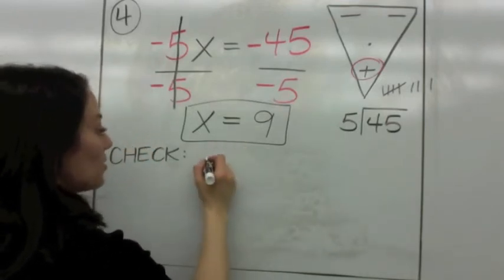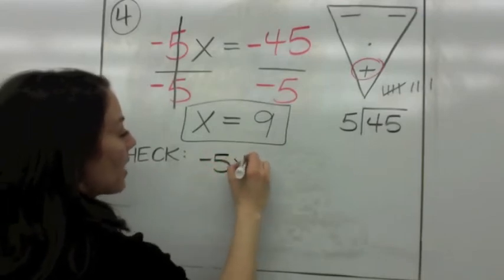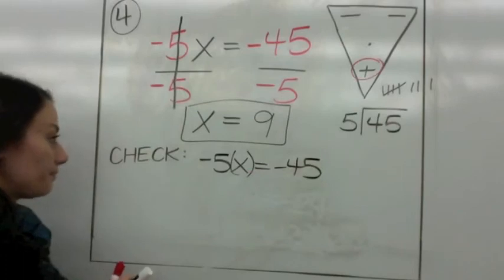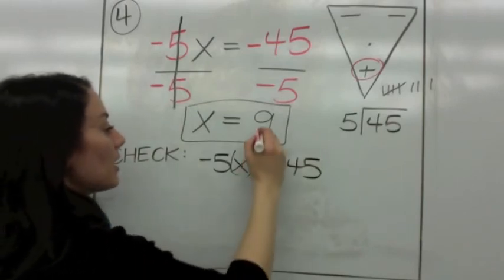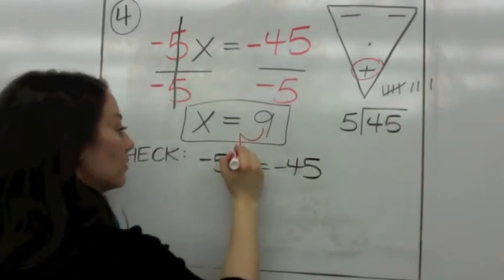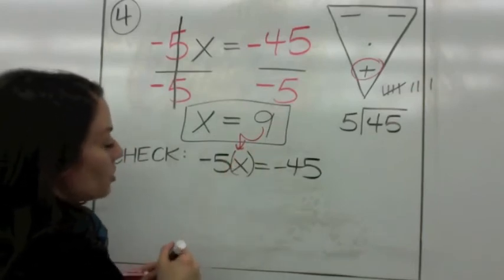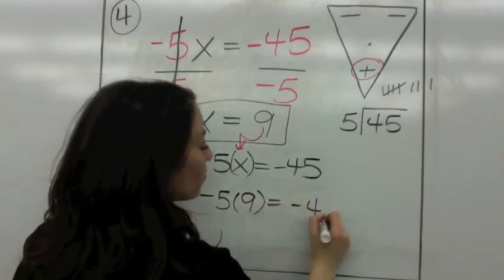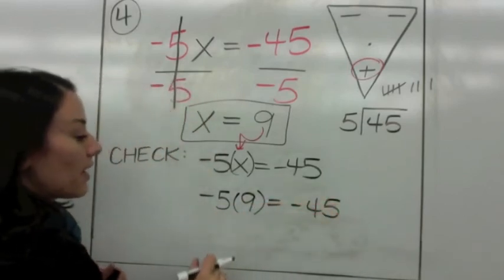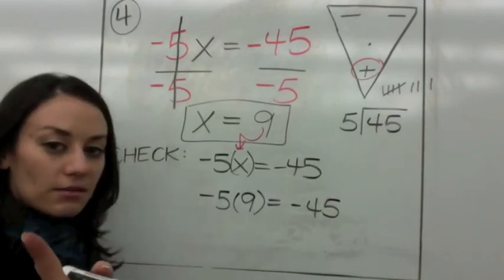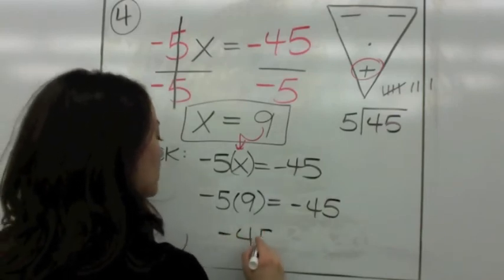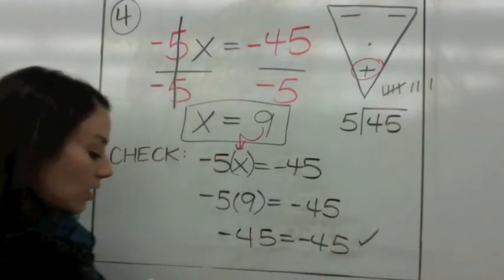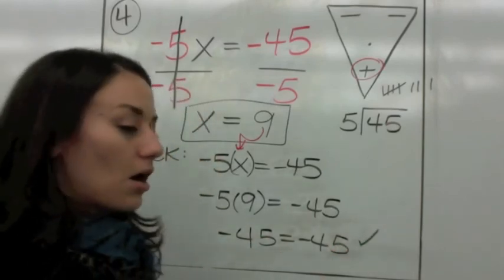Then we're going to check this answer to make sure we're right. So we're going to say negative 5x equals negative 45. And then put parentheses around the x. Going to substitute 9 in the place of x. And you're going to ask yourself, is negative 5 times 9, does that give you negative 45? What is negative 5 times 9? It is negative 45. And does that equal negative 45? Yes, it does. So go ahead and put a check. Now you're going to try several of these on your own.